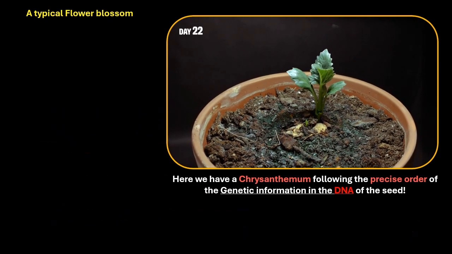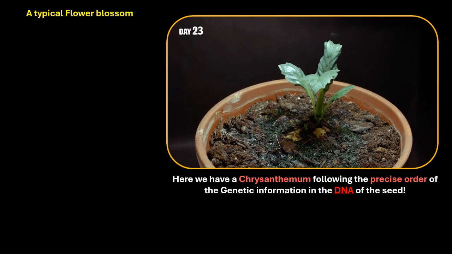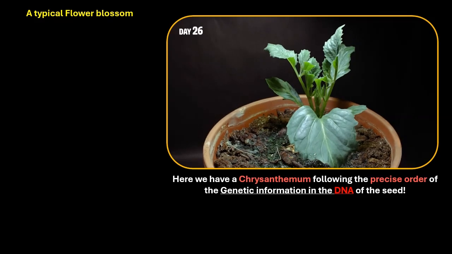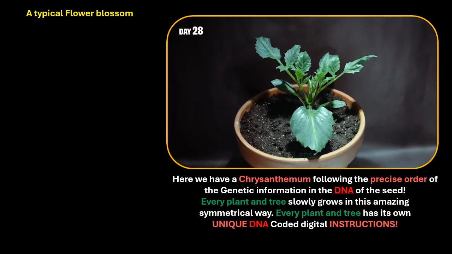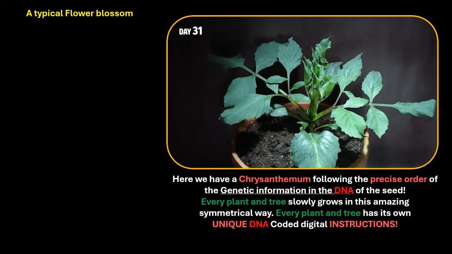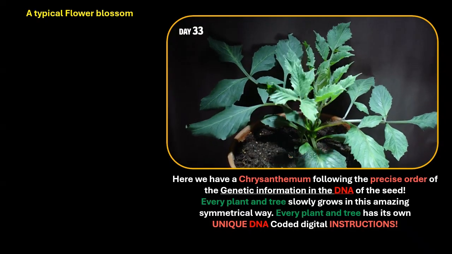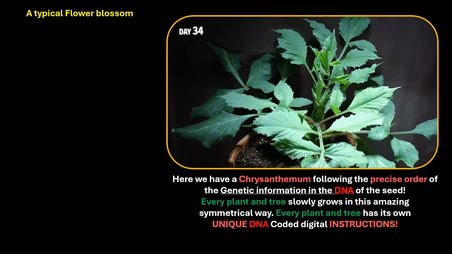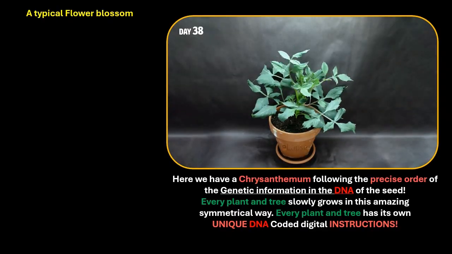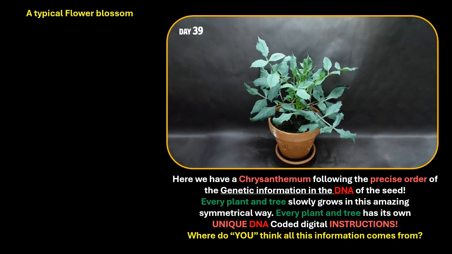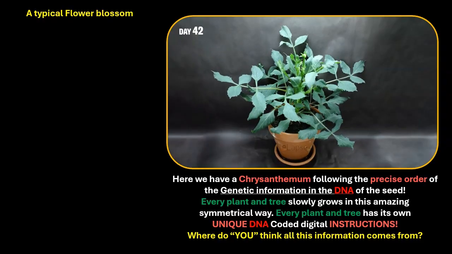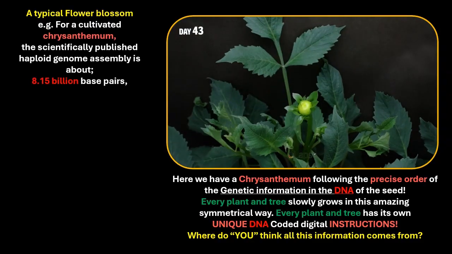So here we have a chrysanthemum following the precise order of the genetic information in the DNA of the seed. And every plant and tree slowly grows in this amazing, symmetrical, planned way. Every tree and plant has its own unique DNA coded digital instructions. Where do you think all this information comes from?